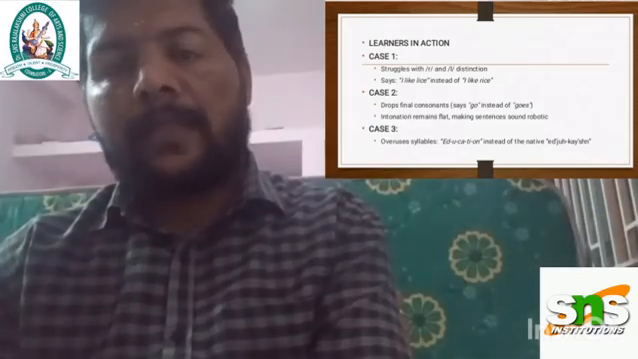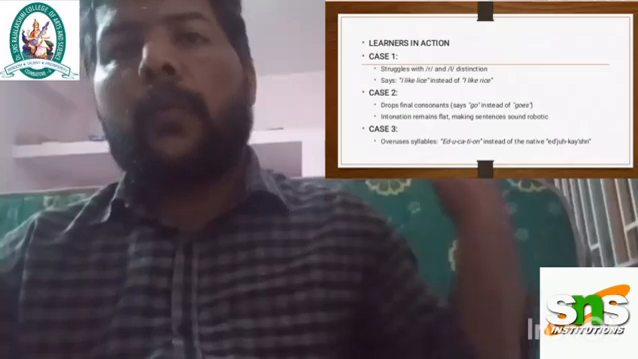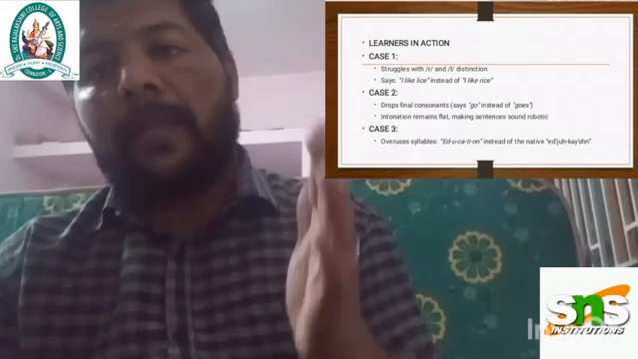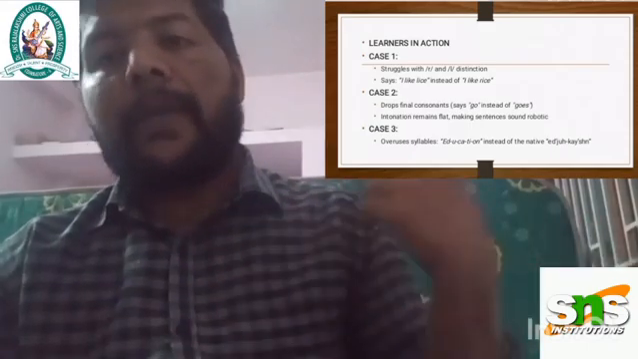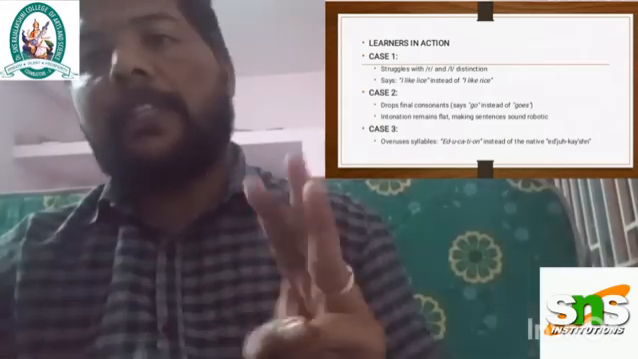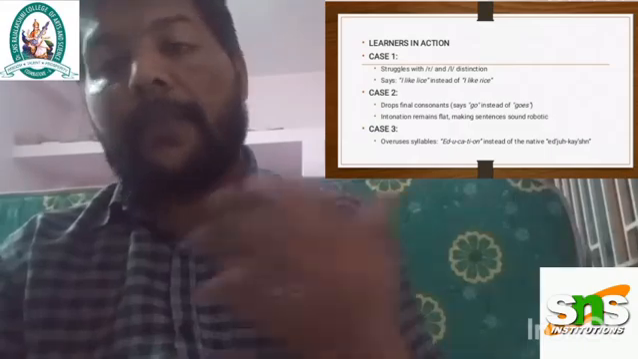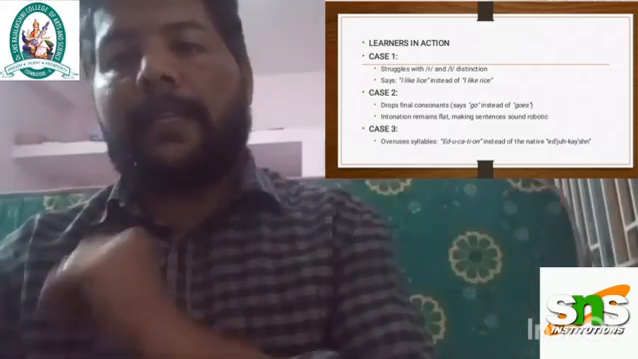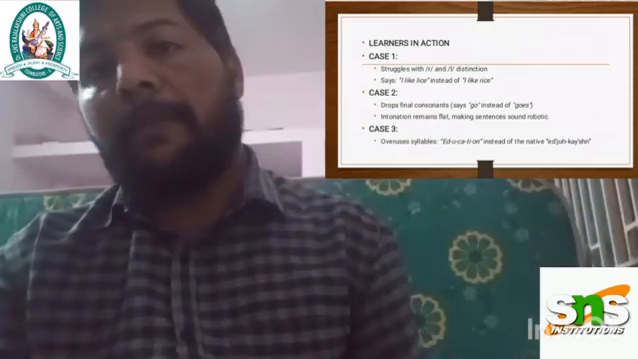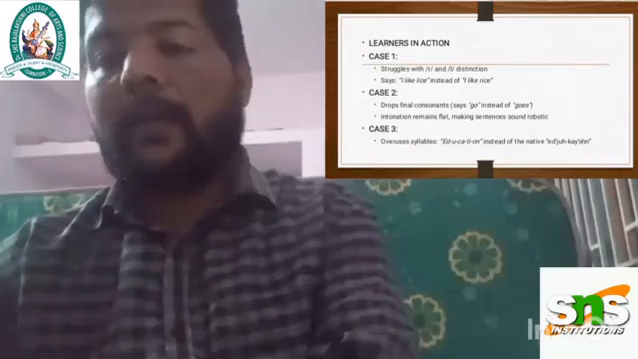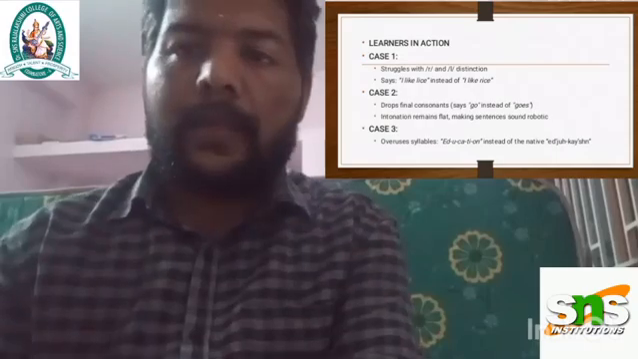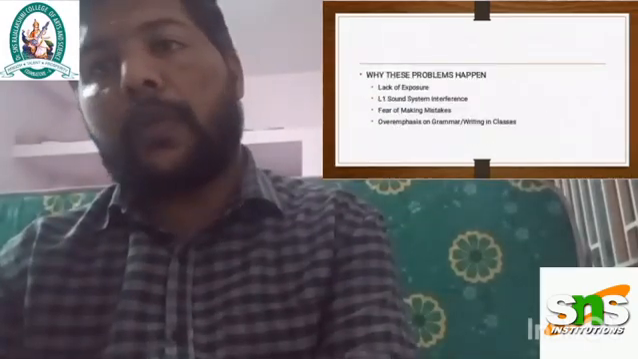And the third case is overuse of syllables. A word may have three or four syllables, but they use more than that. For example, education is a three-syllable word, but they produce it in a different way, as a five-syllable word. This varies based on the countries and people. Then we have to analyze and come to know why these problems happen.